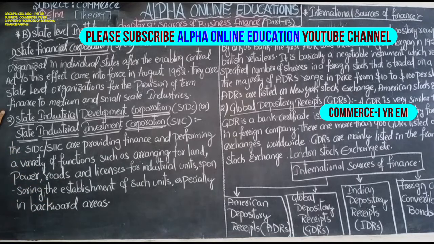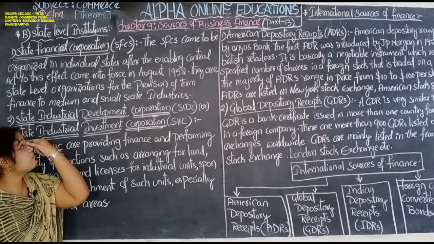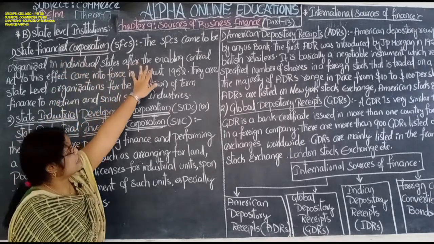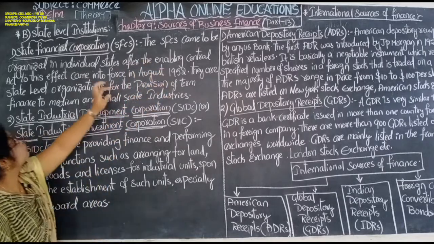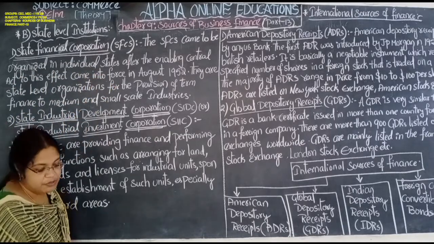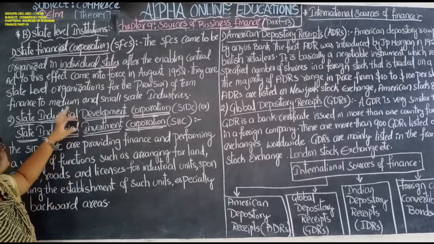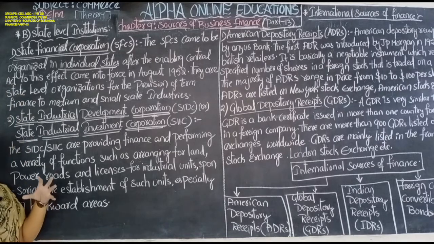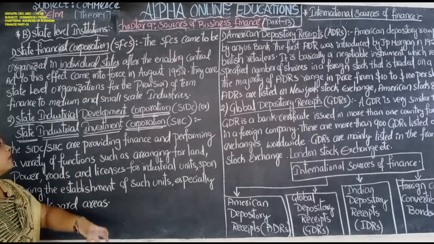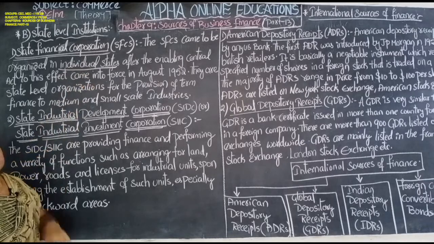So here we have the state level institutions, two institutions are there. State Finance Corporations, abbreviated as SFCs. The State Finance Corporation came to be organized in individual states, meaning in Telangana, Andhra Pradesh, Tamil Nadu, Odisha. After the enabling central act, meaning after getting permission from the central government, it started these corporations in individual states.